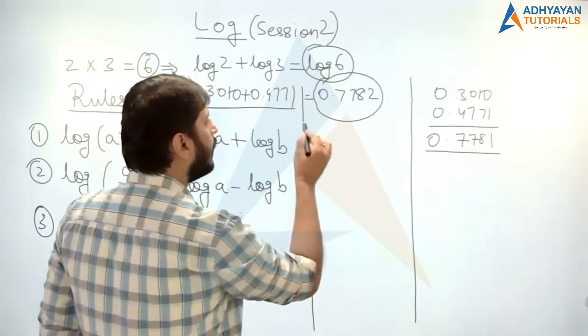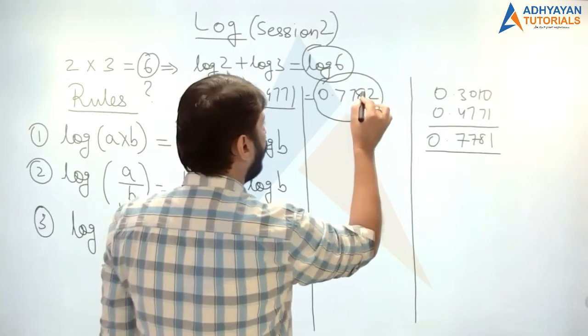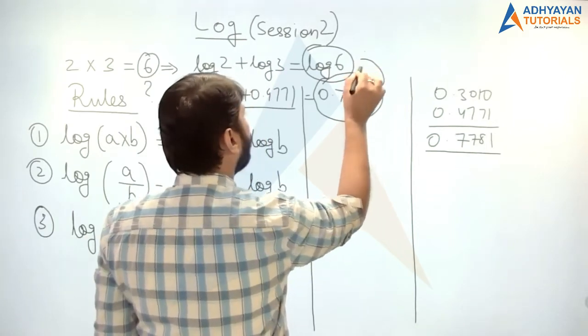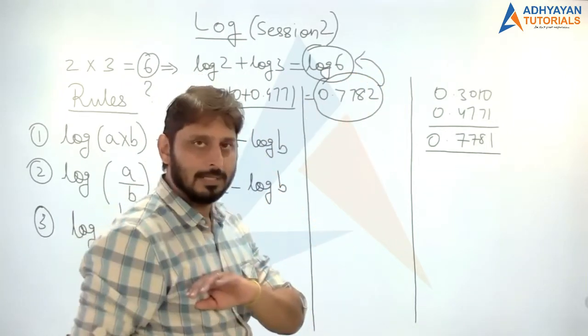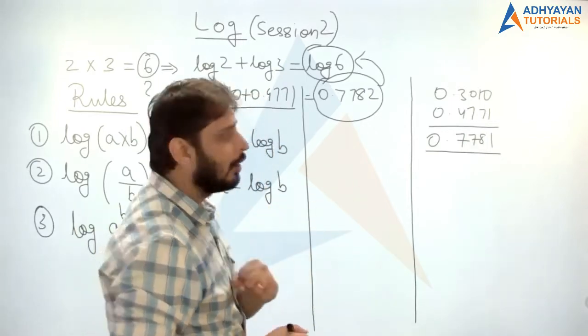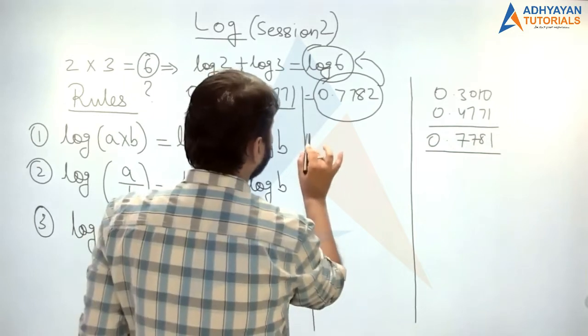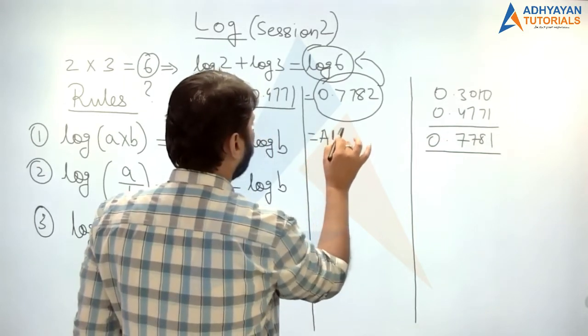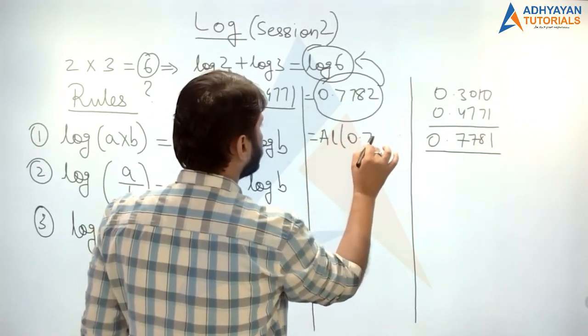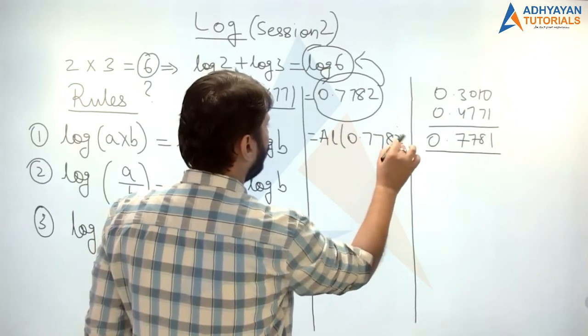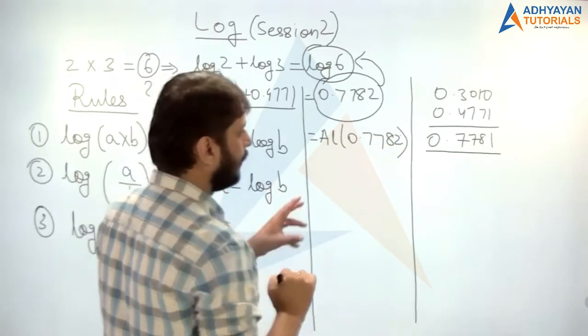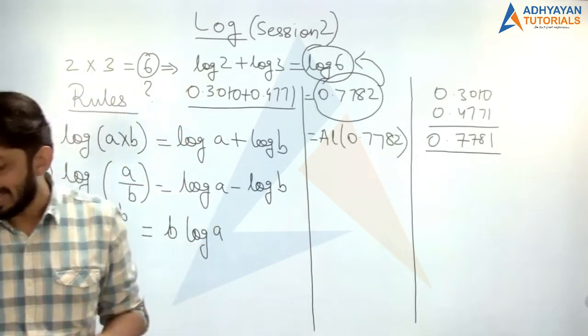So I need to go in the reverse order. I need to go from log to anti-log. Virus, antivirus, log, anti-log. Anti-log is very simple, nothing much in it. So I will say it is anti-log of 0.7782. Now how to go about anti-log?